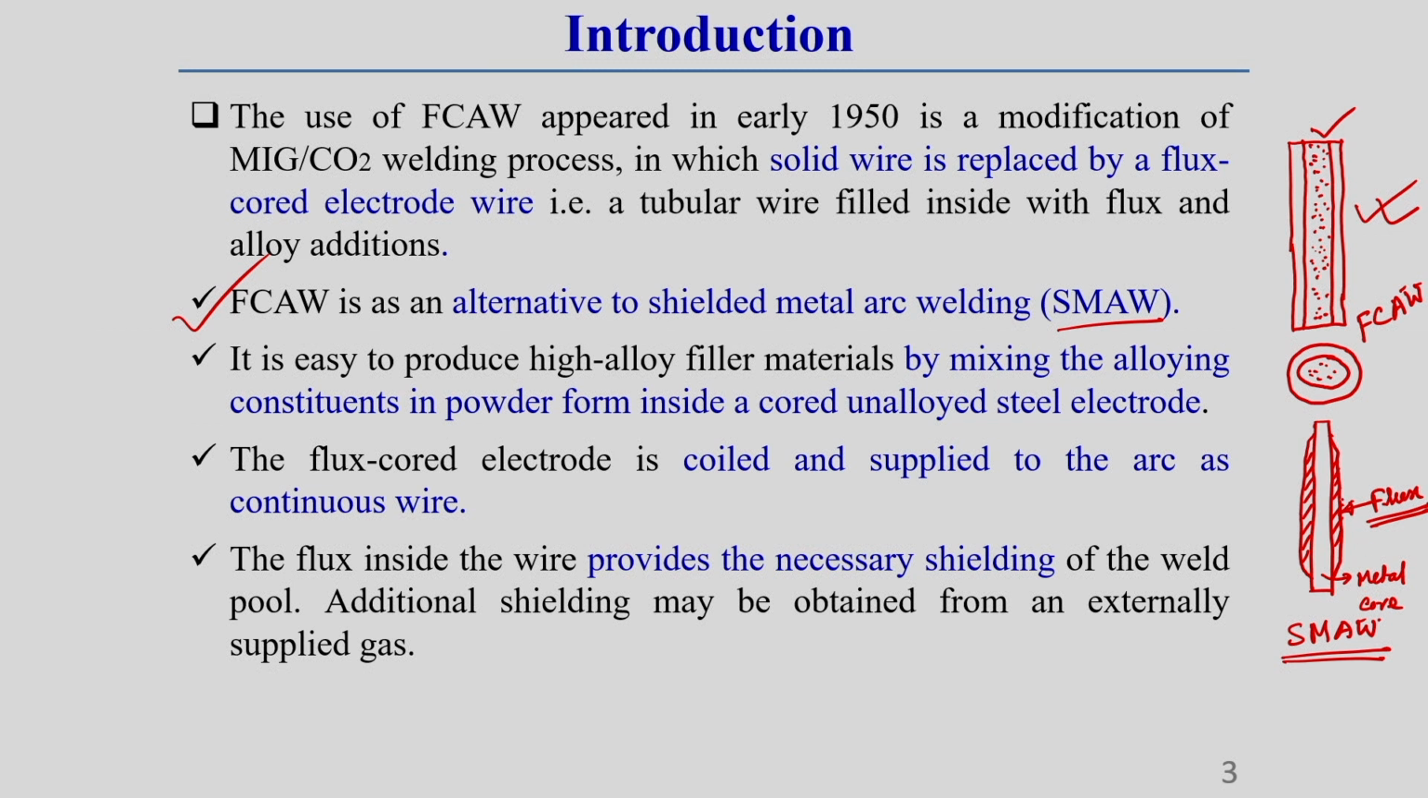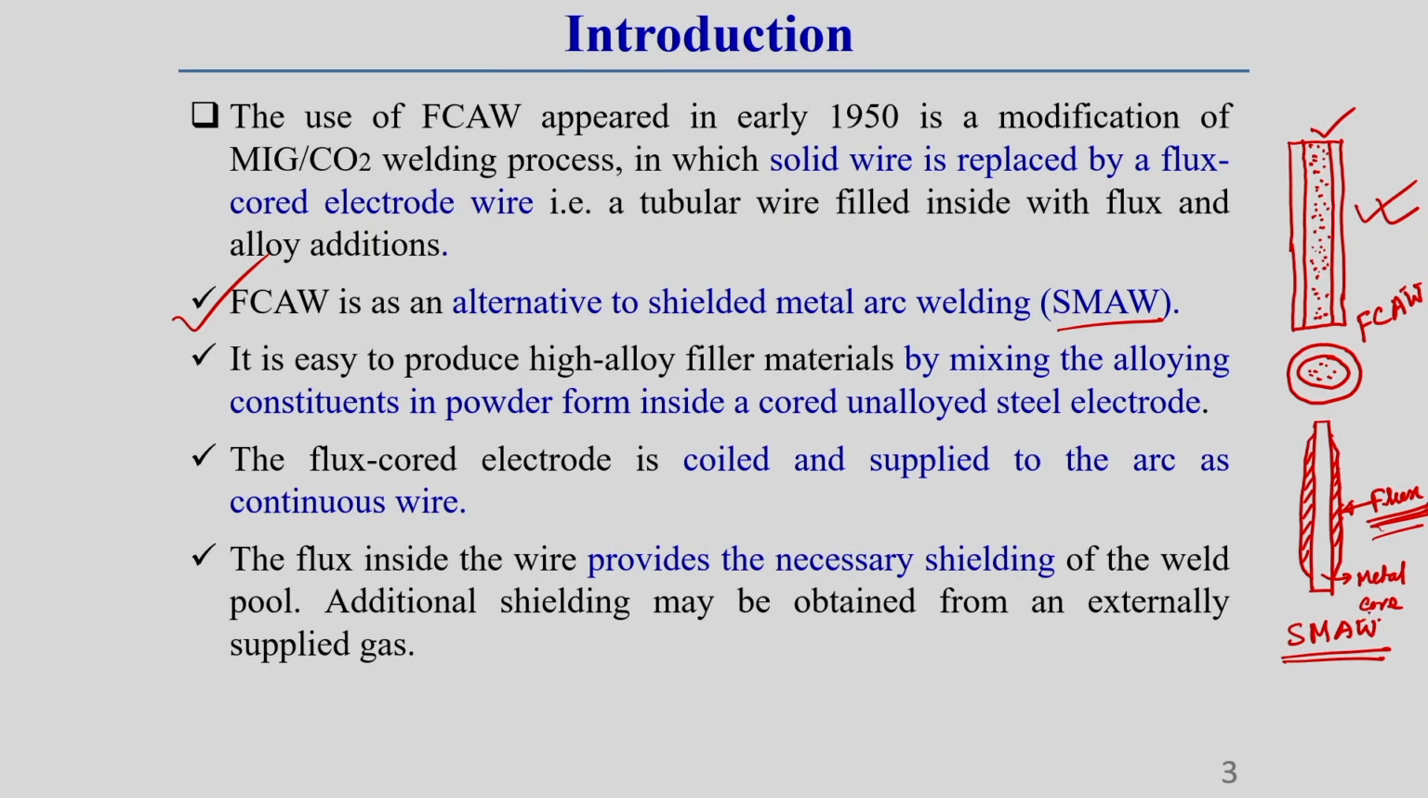In the SMAW process, the flux is a brittle type of coat. So, once you go for automation, winding it around a spool, the flux cover will break out. Then its function will be degraded. That is why the SMAW process is not able to be automated, but with FCAW you can continuously feed from a spool, because you can wind up this flux core wire on a spool.